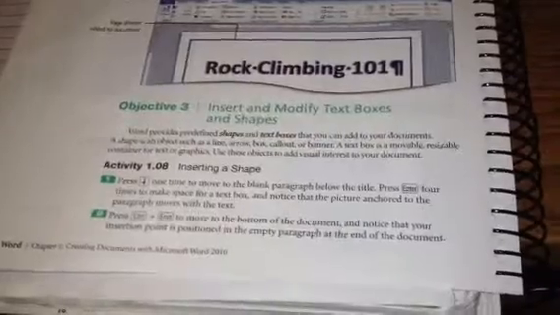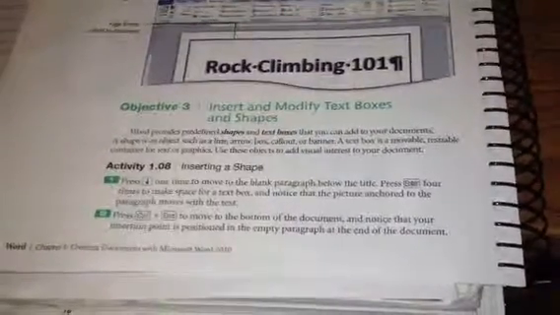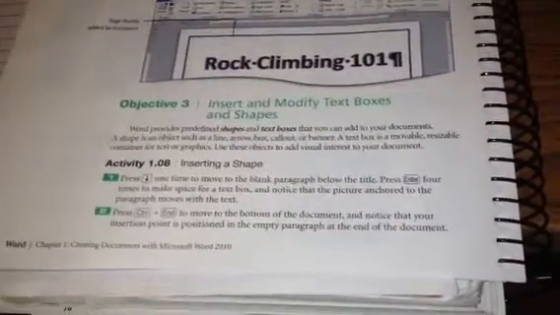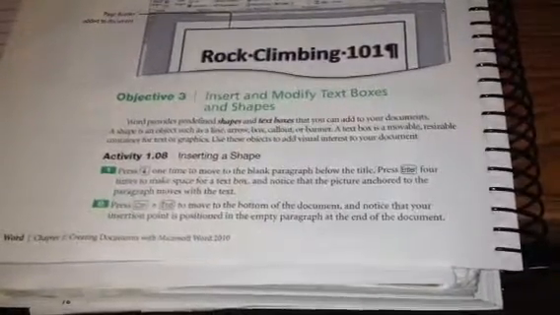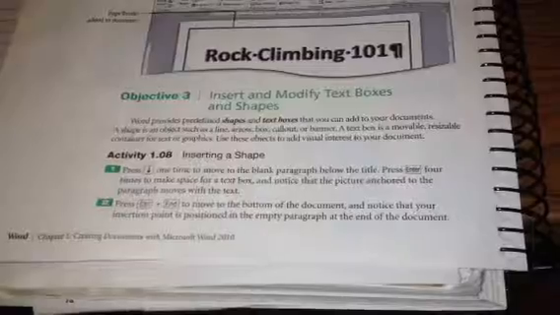Page 58. Objective 3. Insert and modify text boxes and shapes. Activity 1.08. Inserting a shape. Press down one time to move to the blank paragraph below the title.